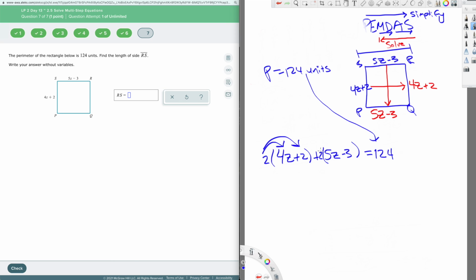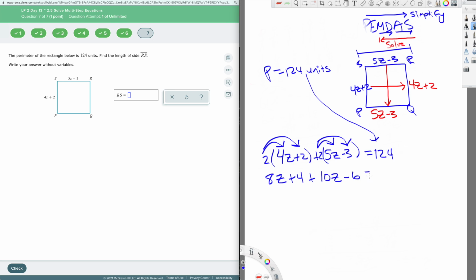And we have two distribution problems here. So 2 times 4 is 8z. 2 times 2 is 4. And I cross my z's because apparently my z's and my 2's look very, very similar. So I do that on purpose so that you can tell it's a z, not a 2. 2 times 5z is 10z. 2 times negative 3 is negative 6.